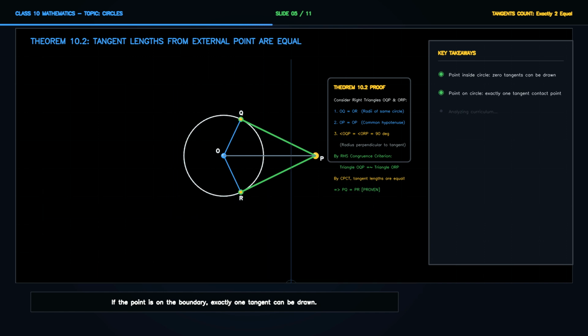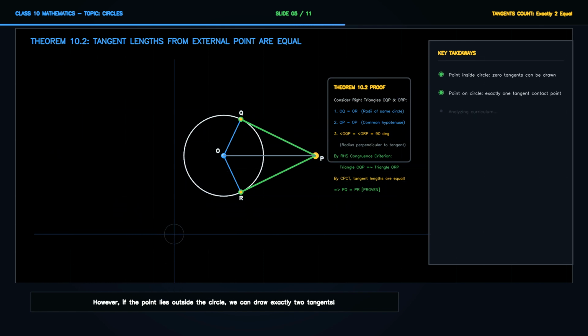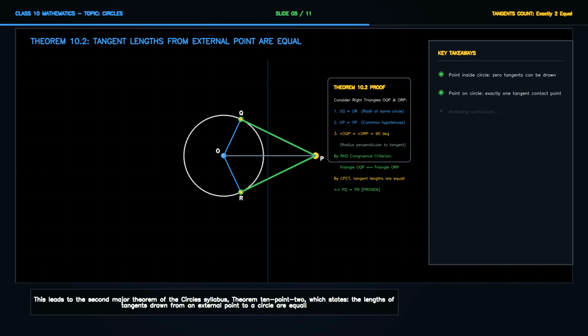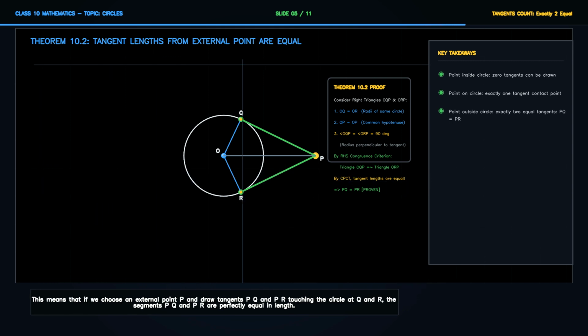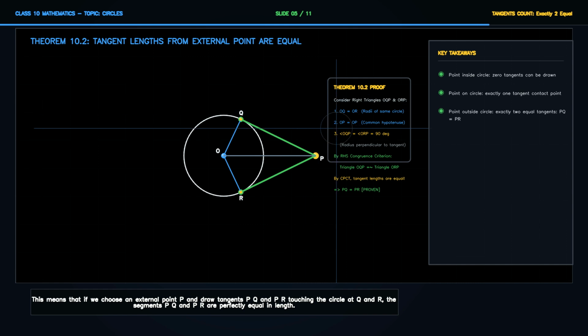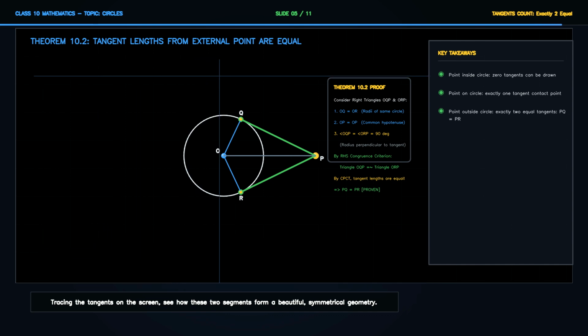This leads to the second major theorem of the circle's syllabus, Theorem 10.2, which states, the lengths of tangents drawn from an external point to a circle are equal. This means that if we choose an external point P and draw tangents PQ and PR touching the circle at Q and R, the segments PQ and PR are perfectly equal in length. Tracing the tangents on the screen, see how these 2 segments form a beautiful, symmetrical geometry.